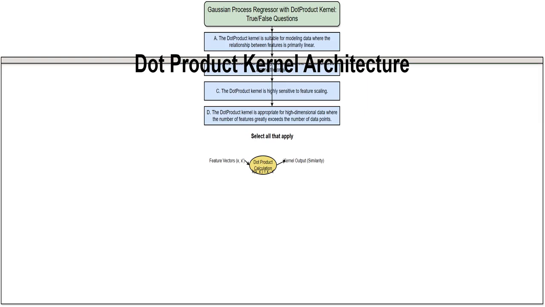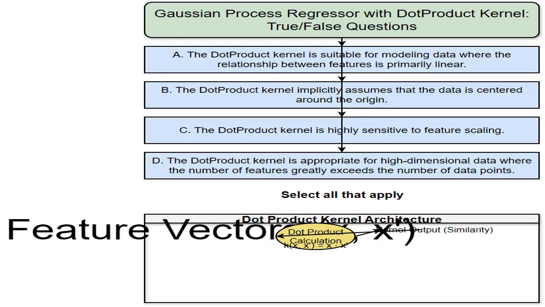I see this as the overall structure of how the dot product kernel works. It takes in feature vectors, computes their dot product, and outputs a similarity score. Think of it as a blueprint for calculating how similar two data points are based on their features. These are the input data points. Each is represented as a vector of features. For example, x could be 1, 2, 3, representing 3 features for one data point, and x' could be 4, 5, 6, representing the same 3 features for a different data point.